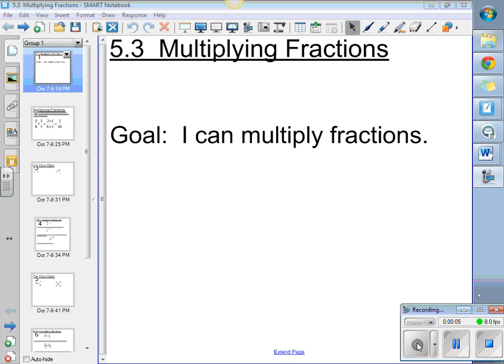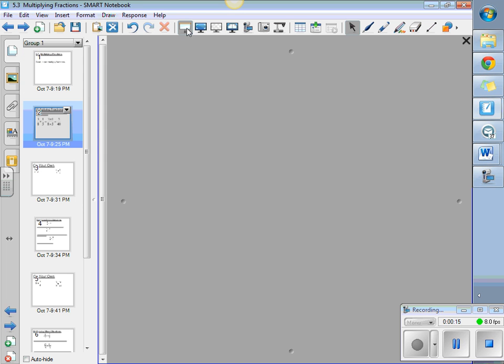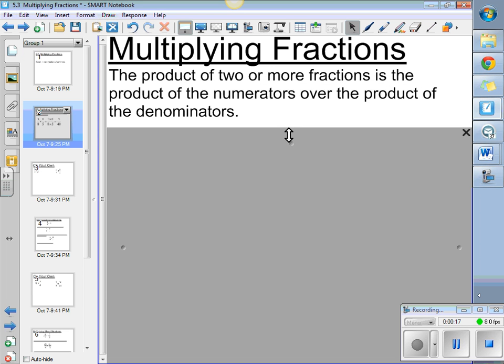Today's lesson is multiplying fractions. Our goal is that we can multiply fractions. The product of two or more fractions is the product of the numerators over the product of the denominators. As always, please remember to pause or rewind as necessary.